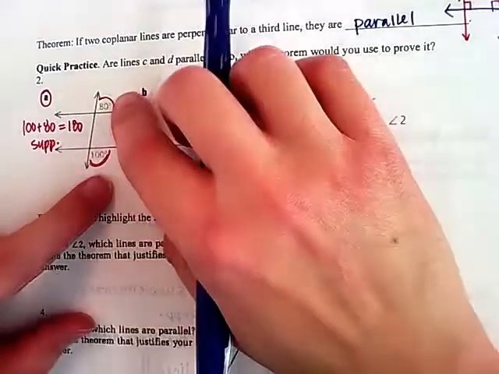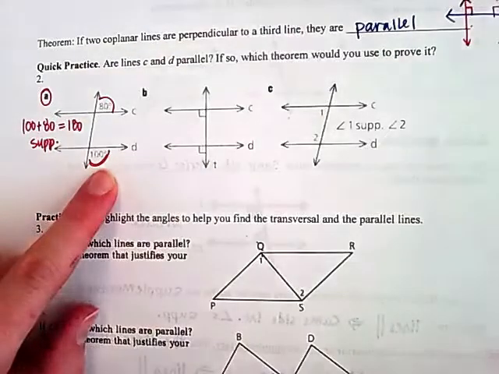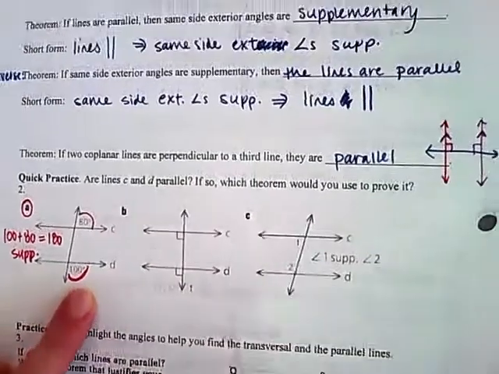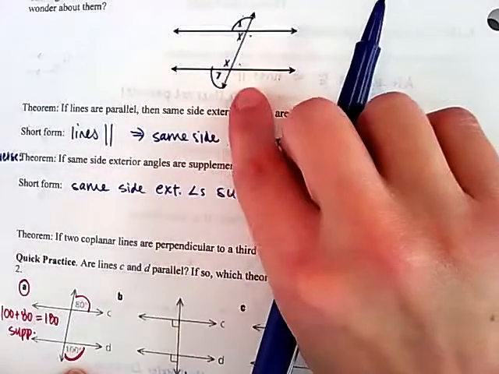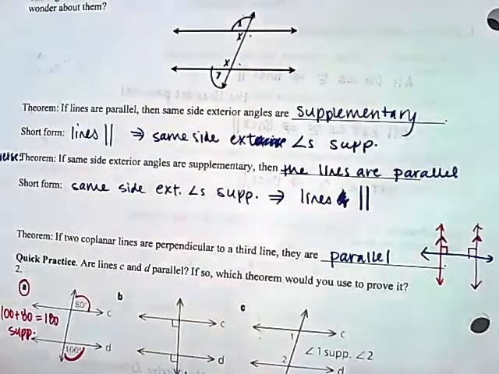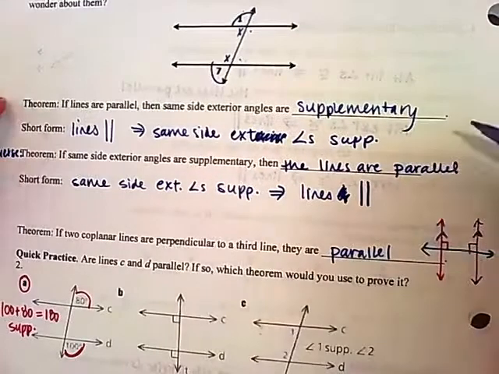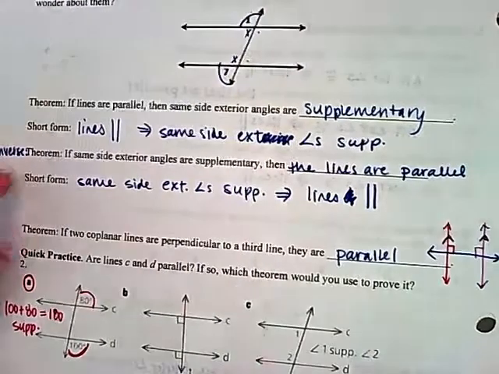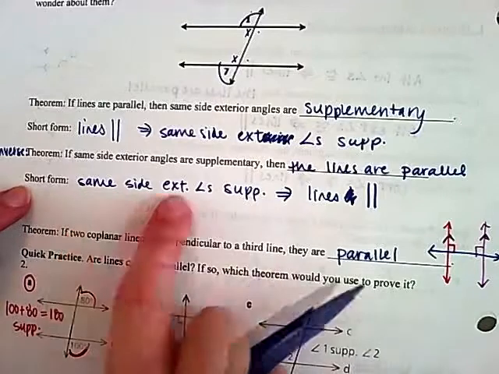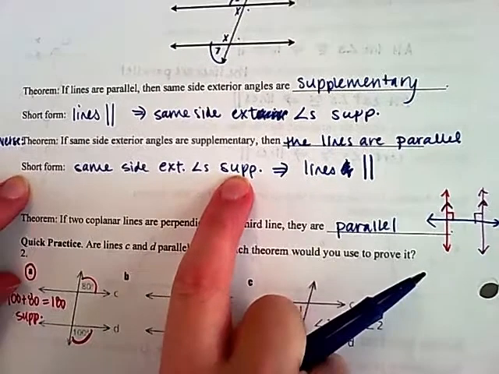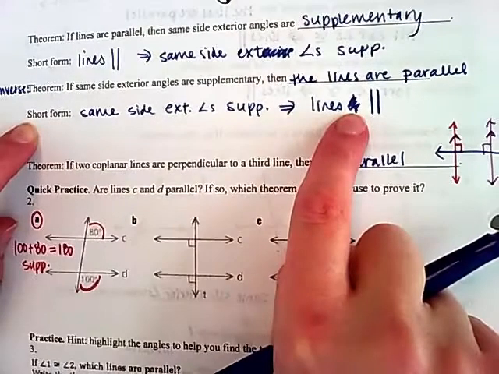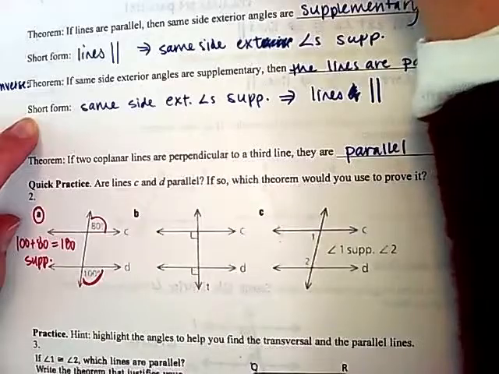Well, I have to recognize that these are same side exterior angles, right? It looks like this, except it's on the other side of the transversal, right? So what are our theorems? We have to use one of these two theorems of the same side exterior angles. So the idea is it's the second one, because I'm given same side exterior angles are supplementary, and I'm going to be able to conclude that the lines are parallel.